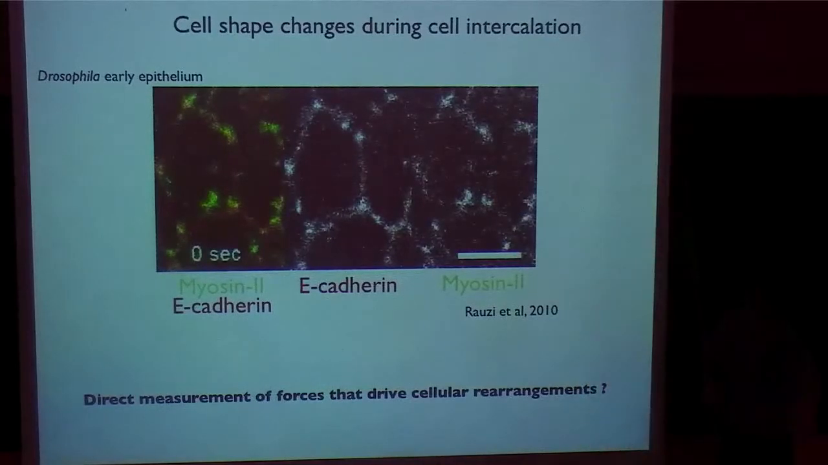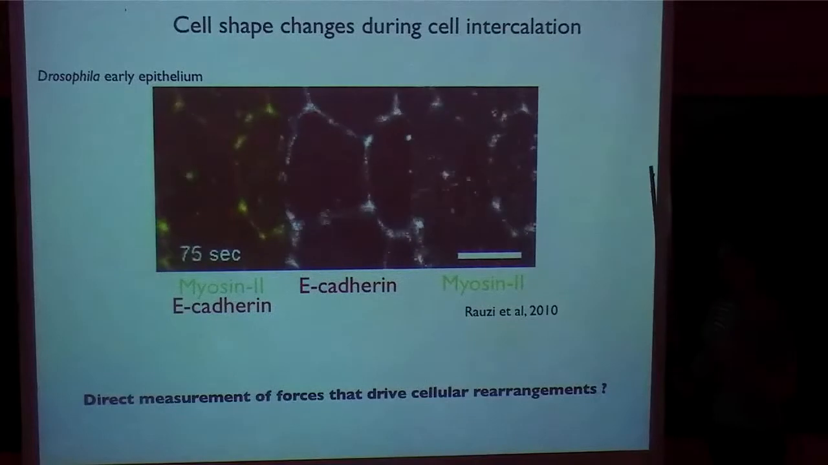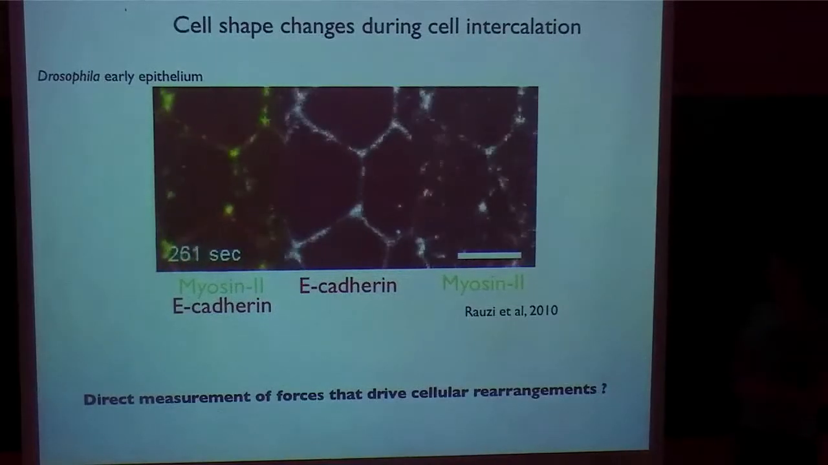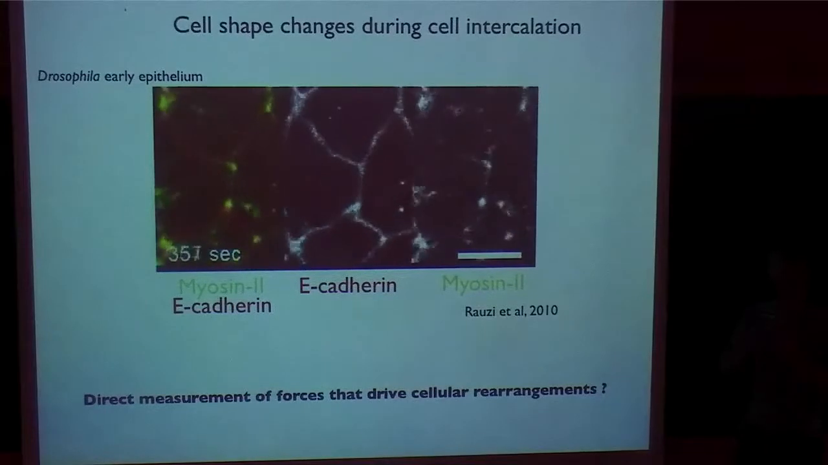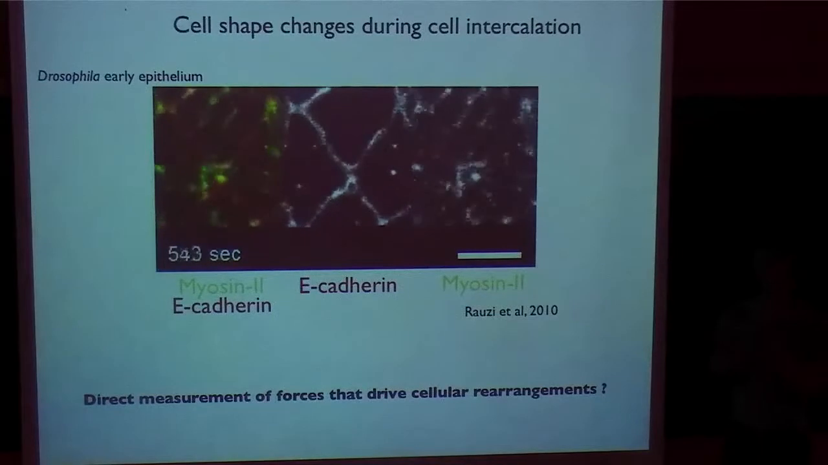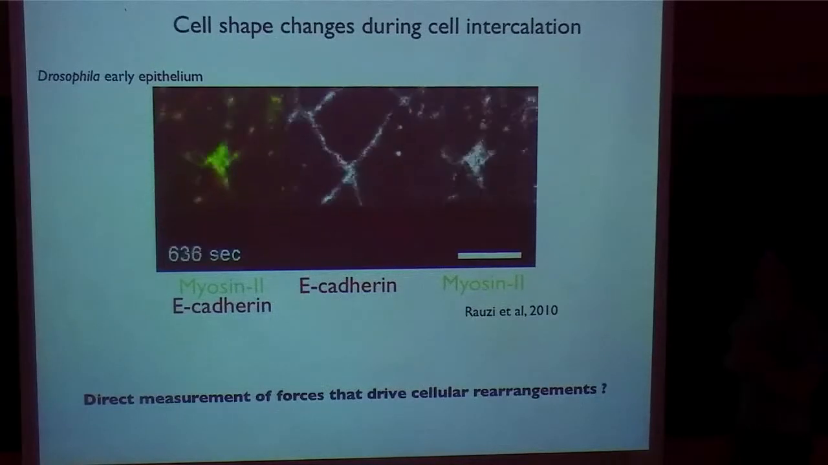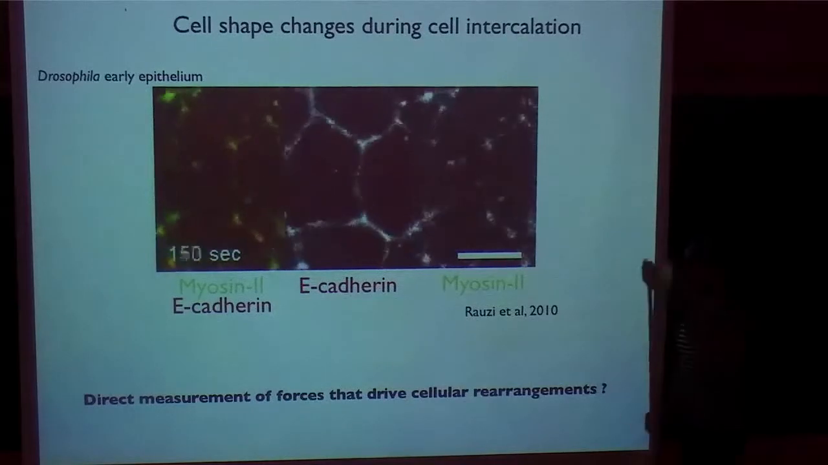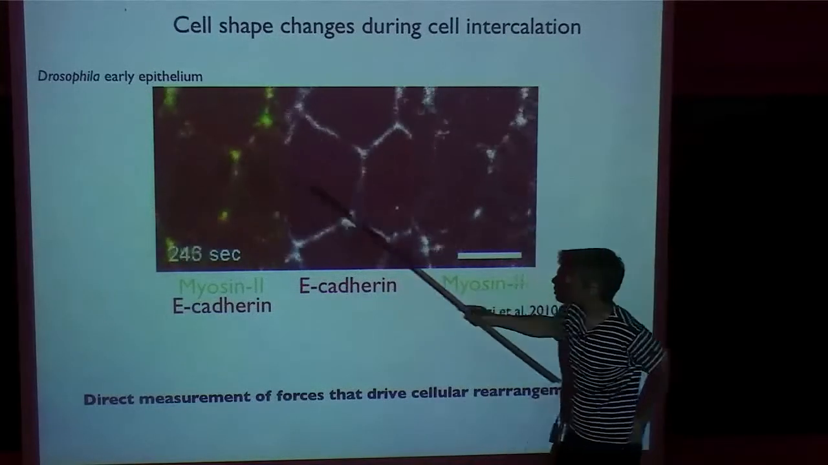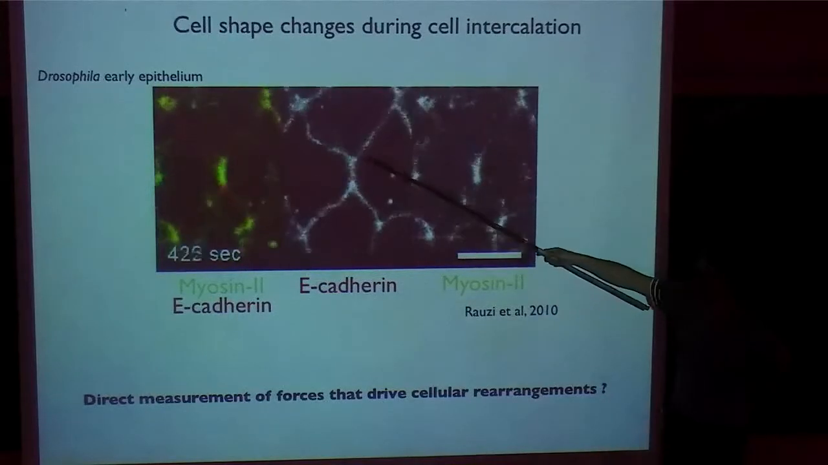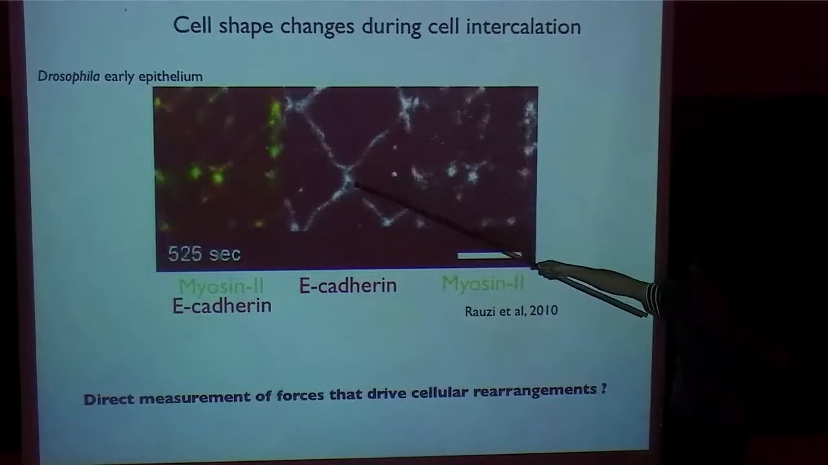And I would like to show you this movie, which shows that the process of junction shrinkage and cell intercalation is very dynamic. And I'm sure that Thomas will talk about this later, presumably in 2 weeks, about the dynamics of the actin-myosin network driving steps of shrinkage of this junction.